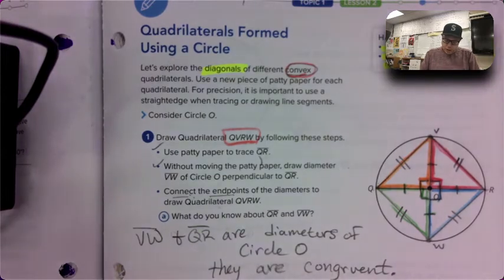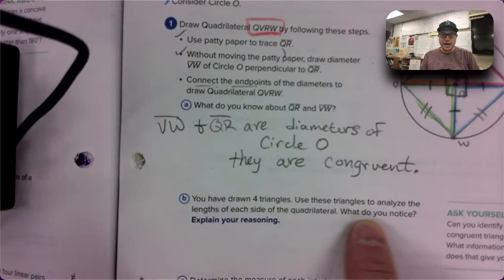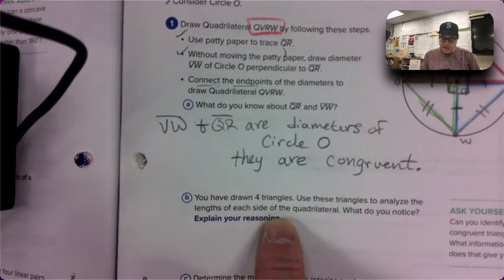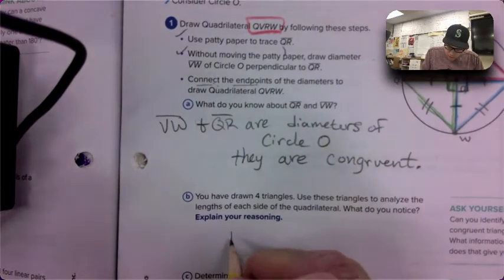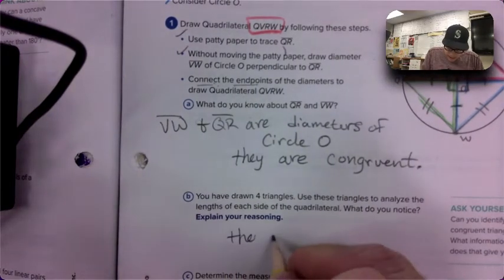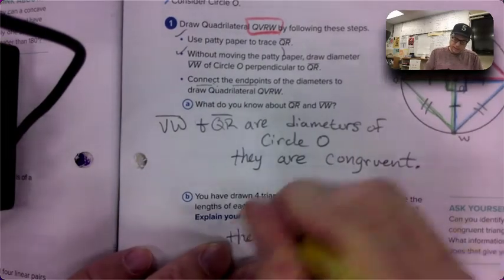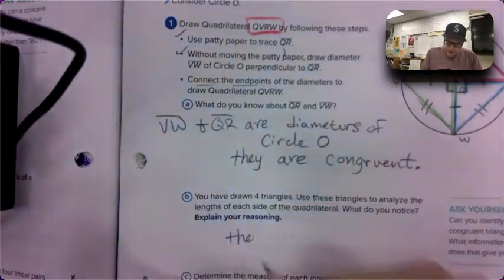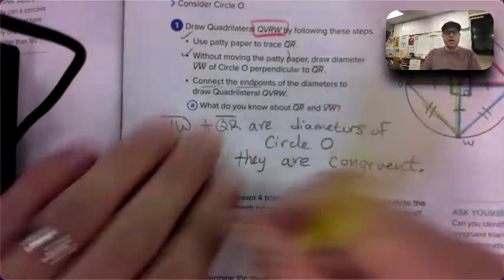You have drawn 4 triangles. Use these triangles to analyze the lengths of each side of the quadrilateral. What do you notice? They're all equal. The lengths of each side, I don't even like the way that I'm saying this. I'm going to cut directly to the answer that I want to use.